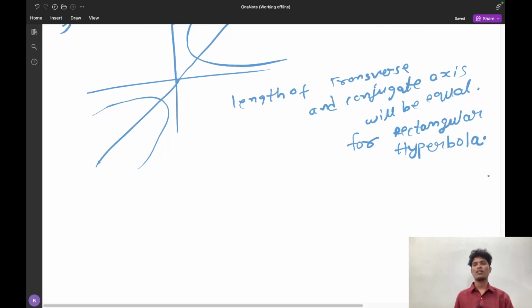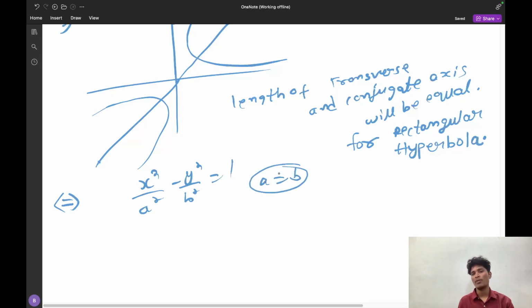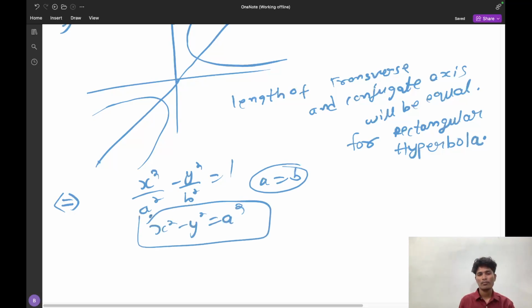The length of the transverse and conjugate axes will be equal for a rectangular hyperbola. Now, if that is the case, x square by a square minus y square by b square is equal to 1. When a is equal to b, the transverse axis will be equal to the conjugate axis. So x square minus y square is equal to a square. This is a rectangular hyperbola. That's it.